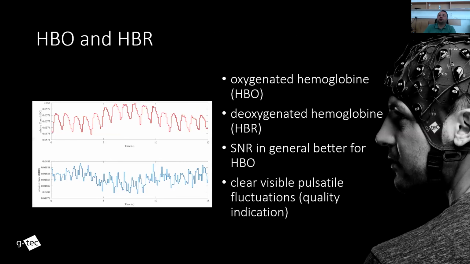Coming back to the raw signals, today we will use the oxygenated hemoglobin, HbO, that we can see in the first plot in red, and the deoxygenated hemoglobin, or HbR, in the lower plot in blue. Usually the signal-to-noise ratio is generally better for HbO. But in both plots, there are clear visible pulsatile fluctuations, which represent a quality indication.